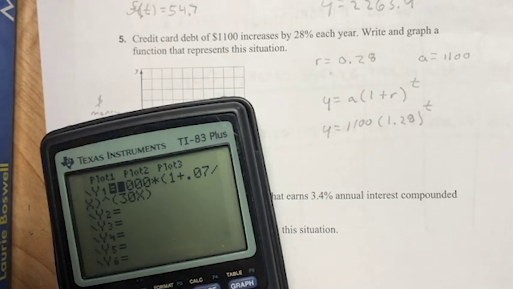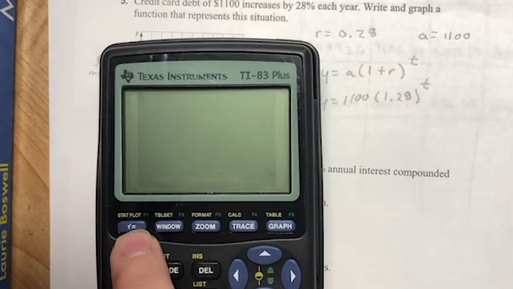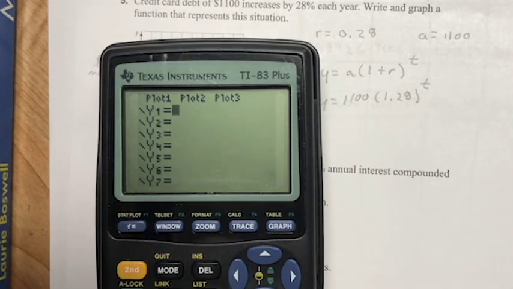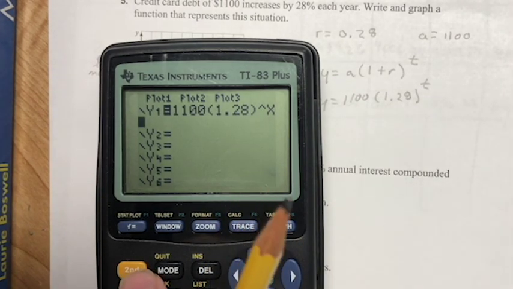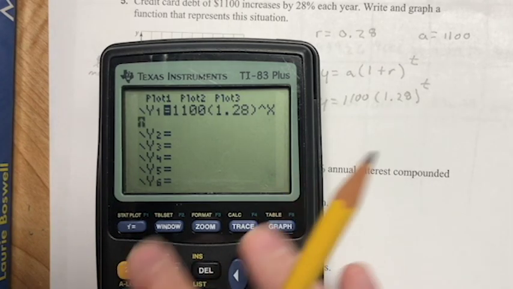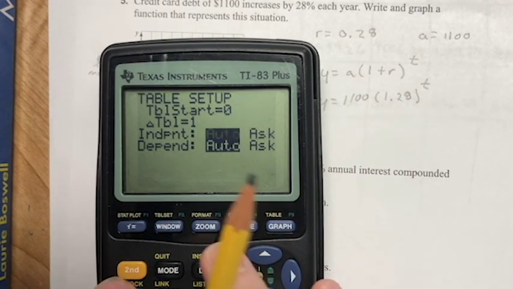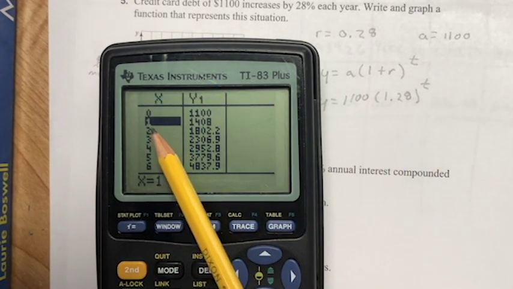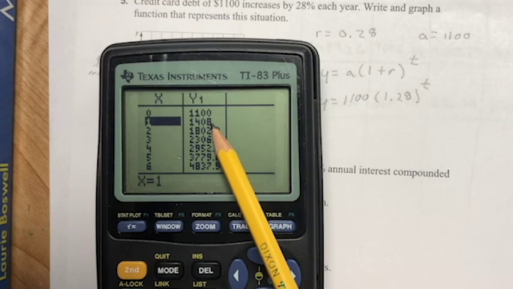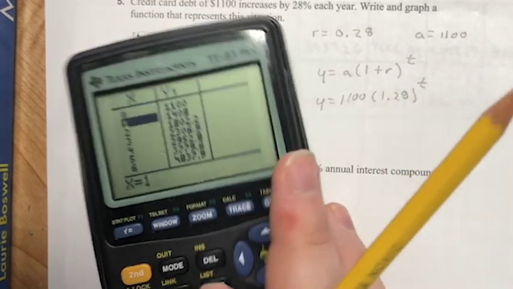So I'm going to go to my y equals, just to kind of go back. If you go to y equals, we're going to plug in this equation that I just created. $1,100 times 1.28, close it off, and then I'm going to raise it to the x power. That's going to be my time. All right, I'm going to make sure my table is set correctly. I'm going to check out my table. So here are my numbers. At 1 year, this is how much debt I have incurred.